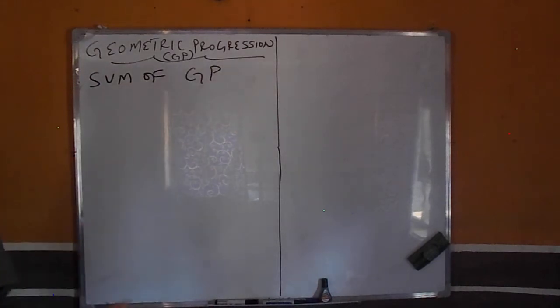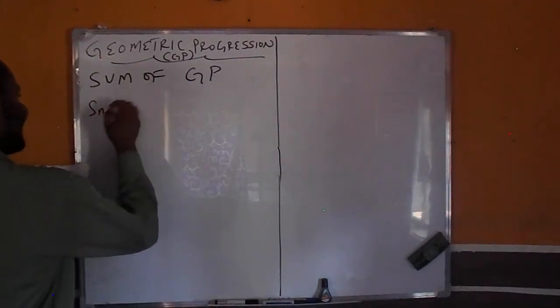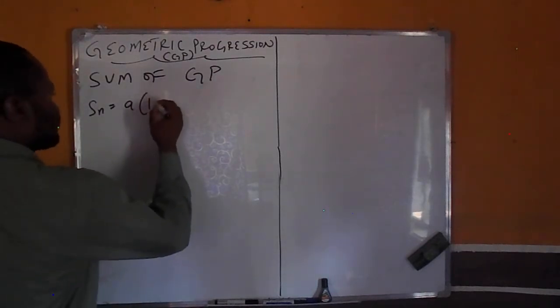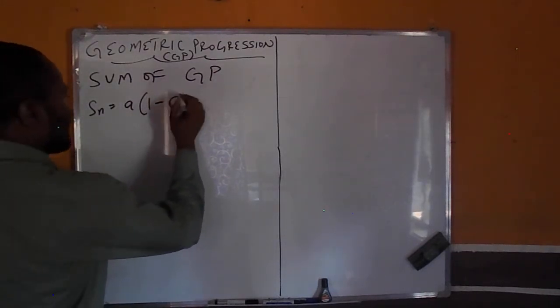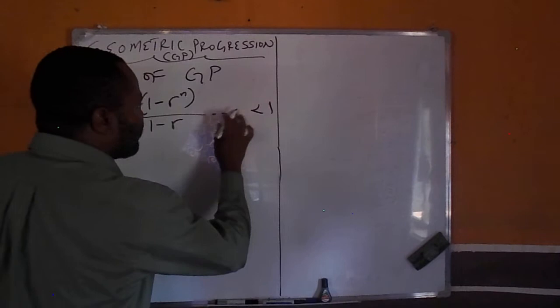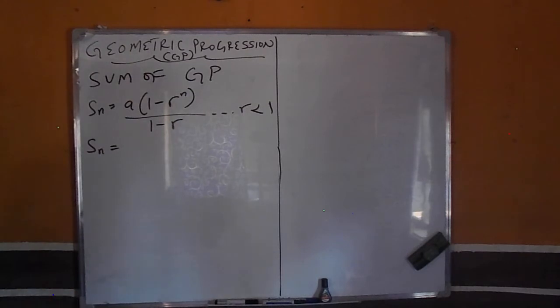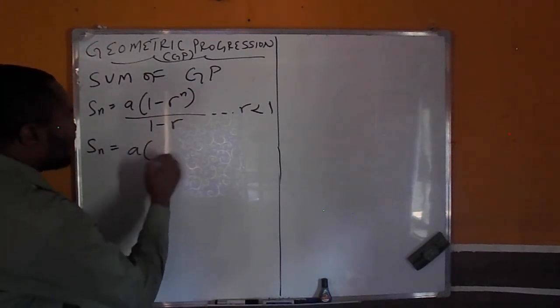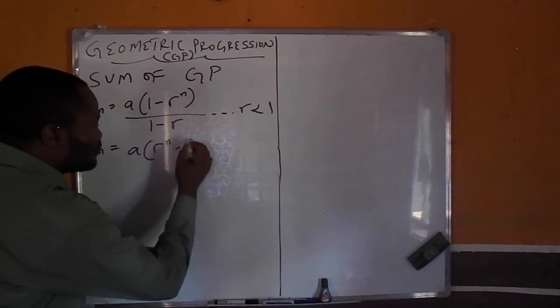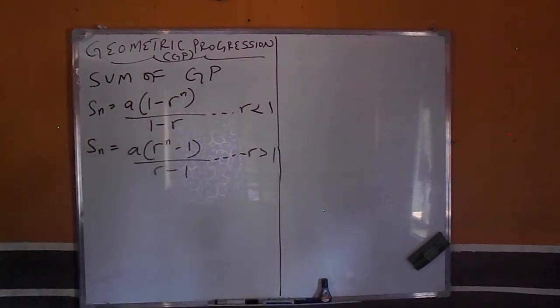Is our R greater than 1 or less than 1? Whenever our R is less than 1, we say that Sn equals A in bracket 1 minus R raised to power n bracket close, divided by 1 minus R, whereby R is less than 1. But if our R, the common ratio, is greater than 1, the formula will be A in bracket R raised to power n minus 1 bracket close, divided by R minus 1, where R is greater than 1. So these are the two formulas we have in solving geometric progression.